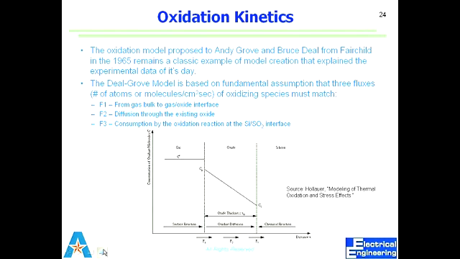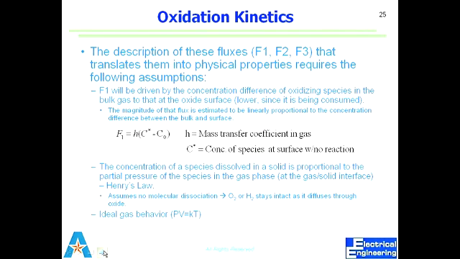Okay, so F1, F2, F3 are written there. F1 is how fast we can transfer the mass inside the tube. Oxidation happens in the furnace. How fast can I pump the oxidizing species to get in there? F1 is driven by the concentration difference of oxidizing species, right?